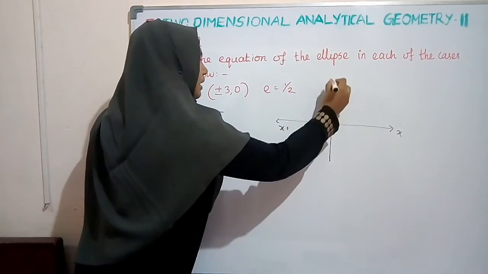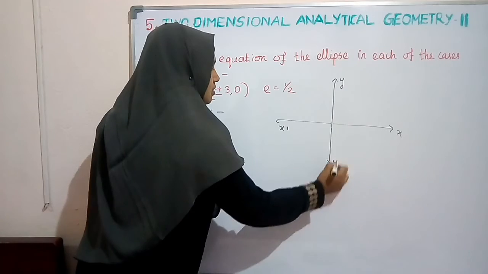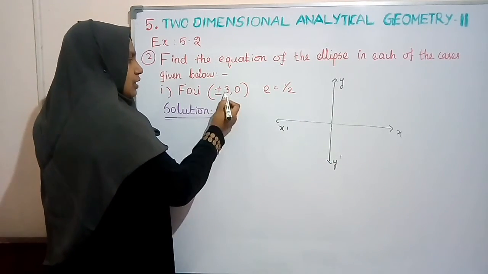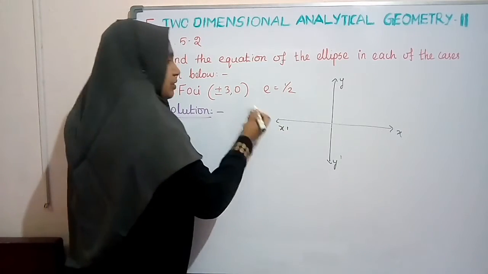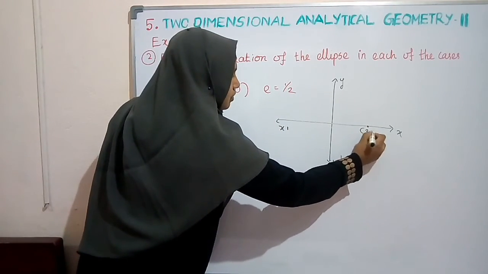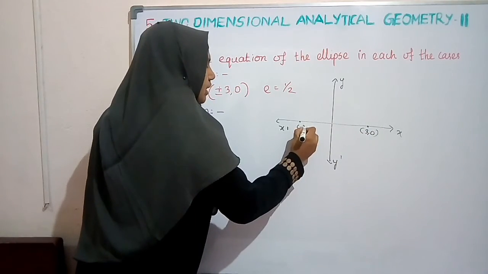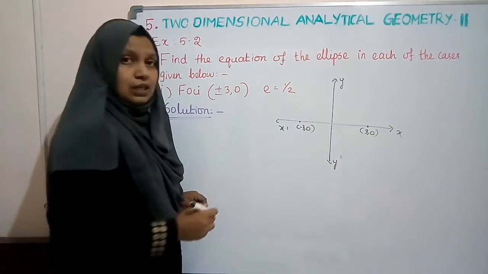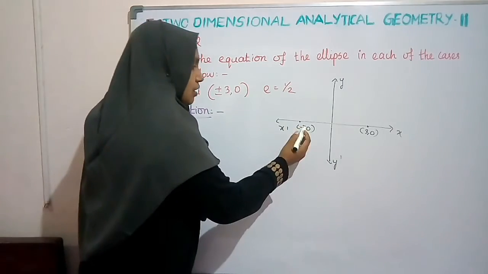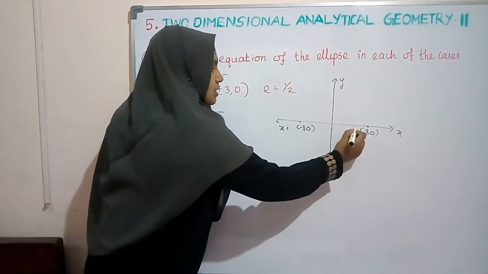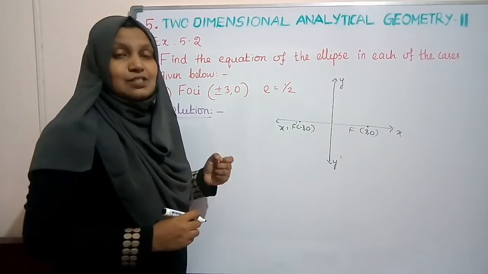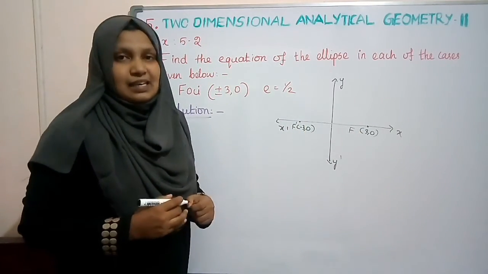X-axis and mark y-axis. Okay, and then just mark these 2 points, that is plus 3, 0 and minus 3, 0. So plus 3, 0 I am marking on the x-axis and minus 3, 0 is on the x-axis left side. Okay, so since the focus is on the x-axis, we can also say that the axis of the ellipse is on the x-axis.